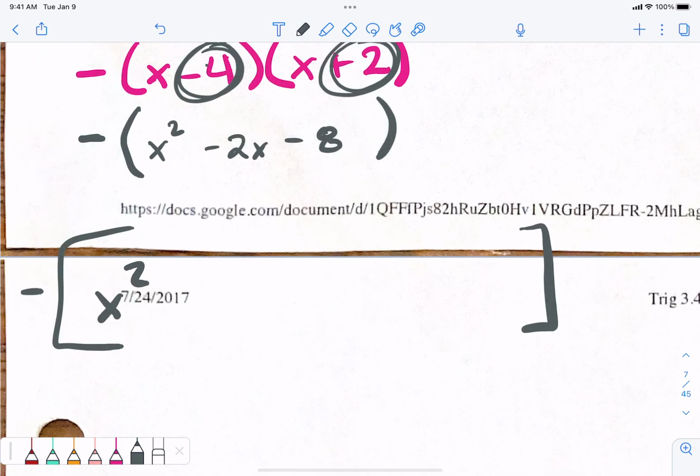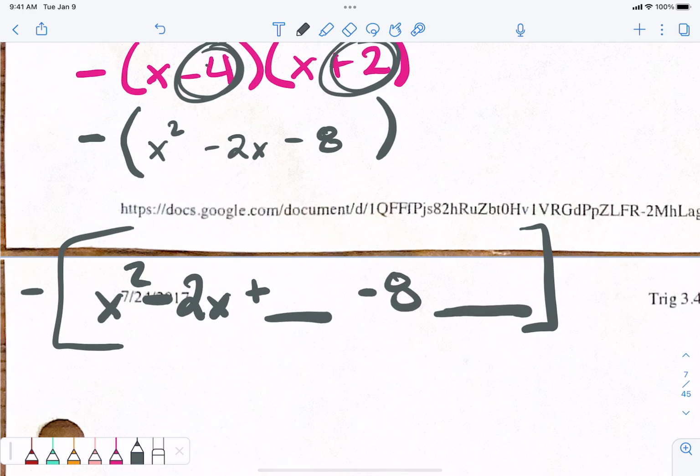So I have x squared minus 2x, and I would normally put plus blank. I'm still going to put plus blank. And then I keep the minus 8 on this side, but right here I put minus the blank. So whatever I put in that plus blank, it's going to be minus blank over there. This part right here is the trinomial that we're looking for, to break down.